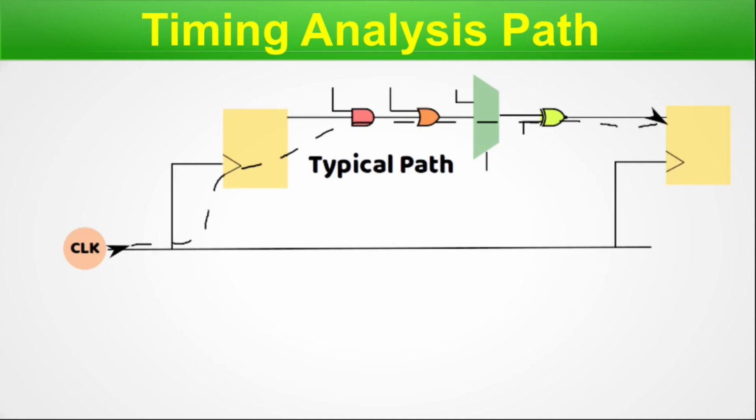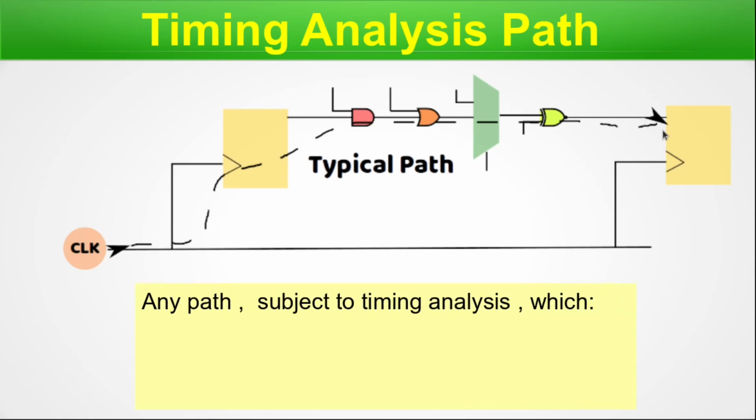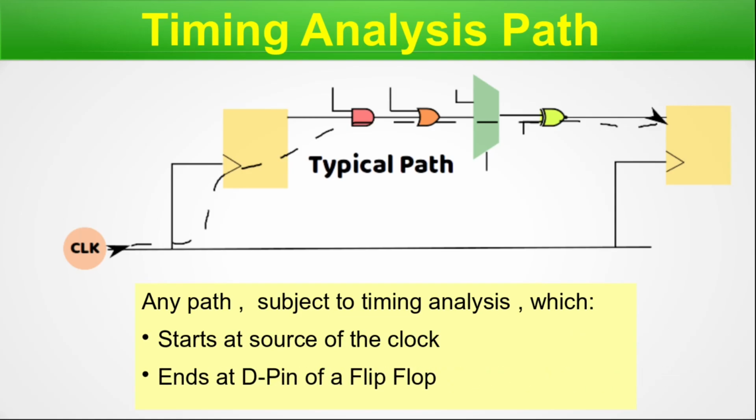So here we have a picture of a timing path, and in this picture we start from the left. Our path starts from a clock, goes through a flip-flop which is yellow color. So here it starts from the clock, goes through a flip-flop, then crosses the AND gate, then an OR gate, then a MUX, then a XOR gate, and ends up in the data pin of another flip-flop. Any path subject to timing analysis which starts at a source of the clock and ends at the D pin or data pin of a flip-flop is called a typical timing path. So we are done with this particular slide.